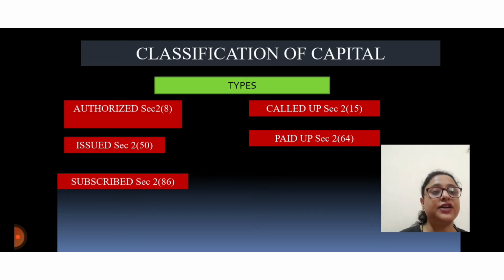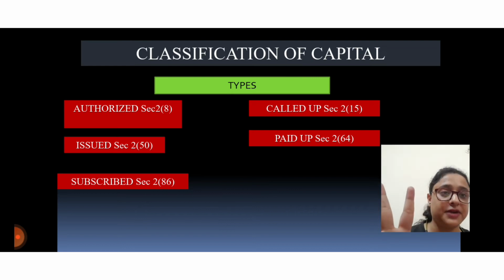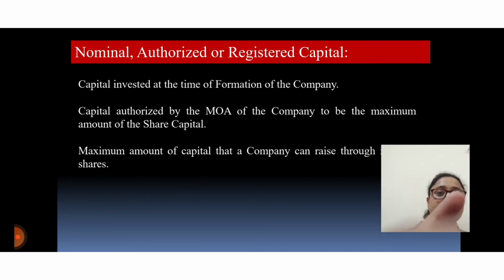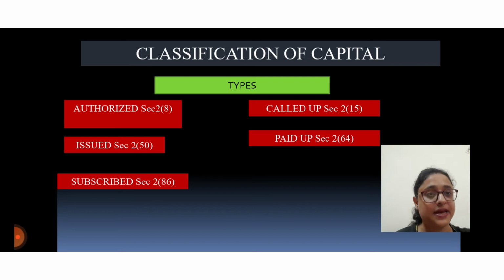There are 5 types of capital. First is the authorized capital, issued capital, subscribed capital, called up capital, paid up capital. These are the steps. Actually, you just note down, these are the steps.